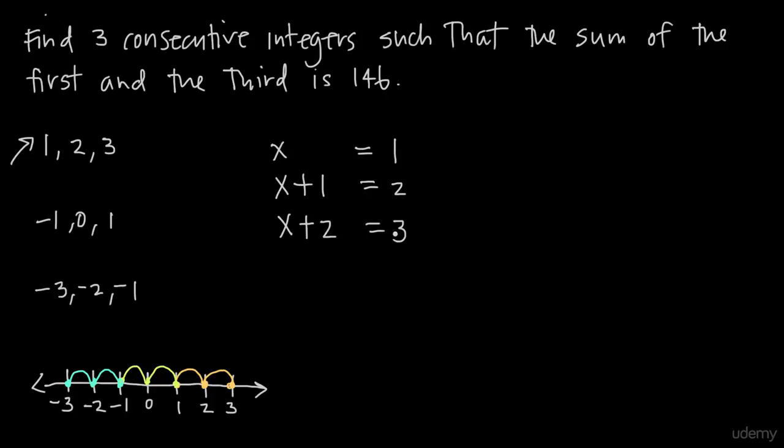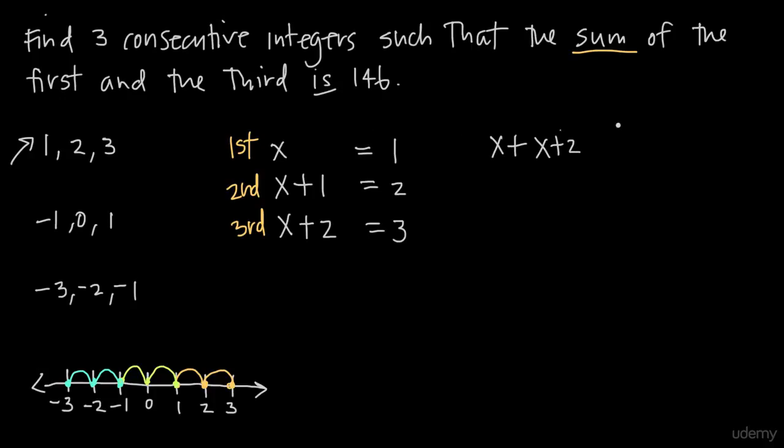So we're representing these consecutive integers as x, x plus 1, and x plus 2. So our first one here, this is our first integer, our second integer, and our third integer. What this problem is asking us to do is add the first and the third together and get 146. So we want the sum of the first and the third, which means add them together. We have our first integer x and our third integer x plus 2, so plus x plus 2. And we want to know when this is equal to 146.